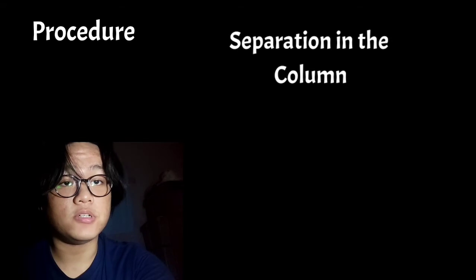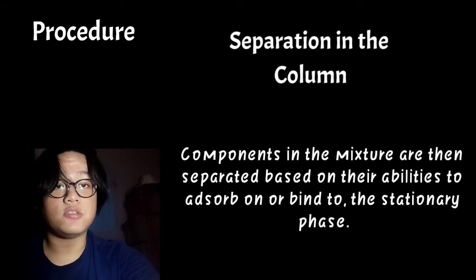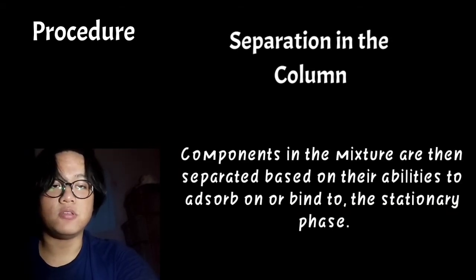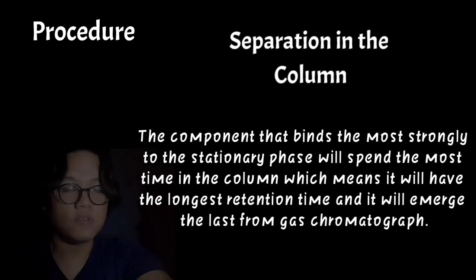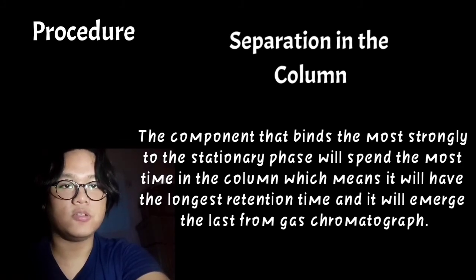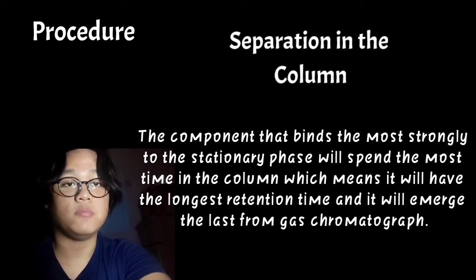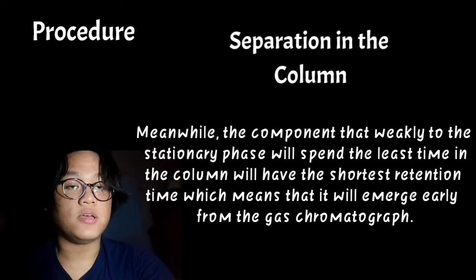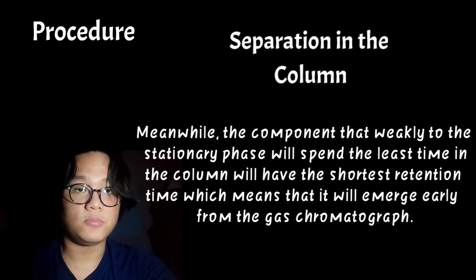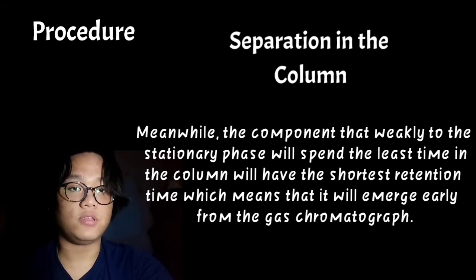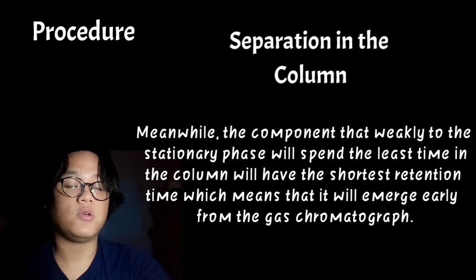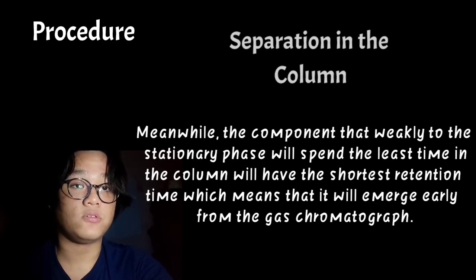Step 3. Separation in the column. Components in the mixture are then separated based on their ability to adsorb on or bind to the stationary phase. The component that binds the most strongly to the stationary phase will spend the most time in the column, which means that it will have the longest retention time and will emerge last from the gas chromatograph. Meanwhile, the component that binds weakly to the stationary phase will spend the least time in the column and will have the shortest retention time, which means that it will emerge earlier from the gas chromatograph.